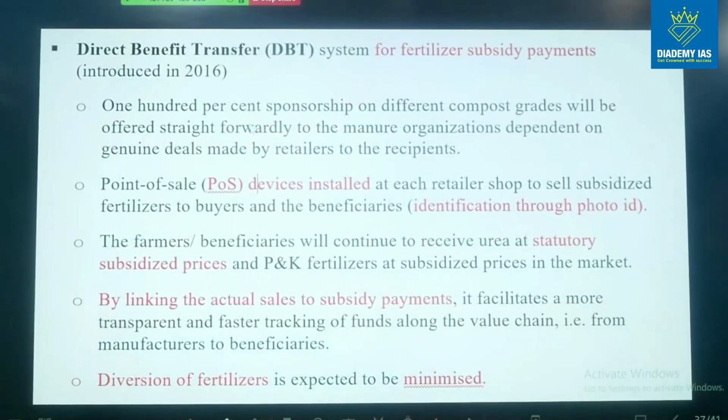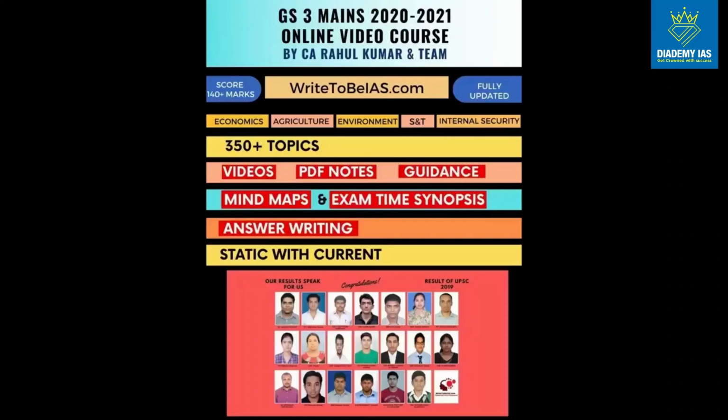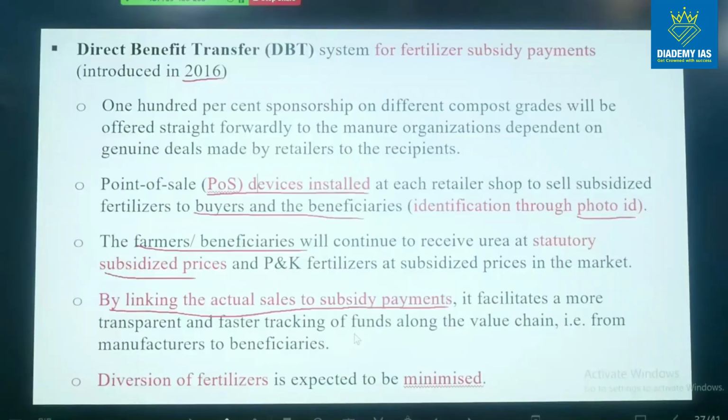Now there is a direct benefit transfer which started in 2016. So here the POS device is installed and through the photo ID, Aadhaar, etc., the buyer is identified and the farmer gets the fertilizer at the subsidized price only. And by linking the actual sale to the subsidy payment, it facilitates a more transparent and faster tracking of funds along the value chain, right? Diversion of fertilizer is expected to be minimized.